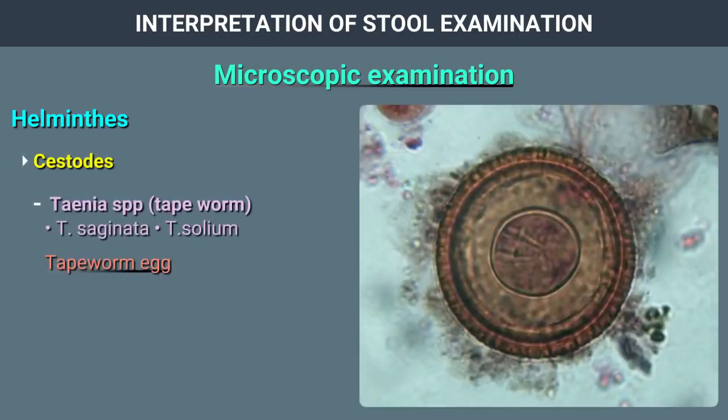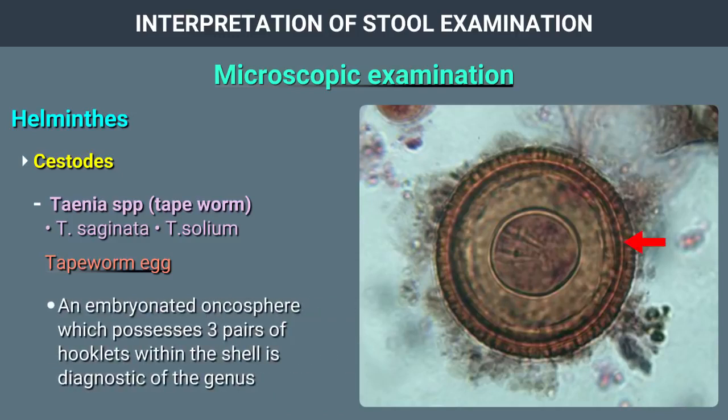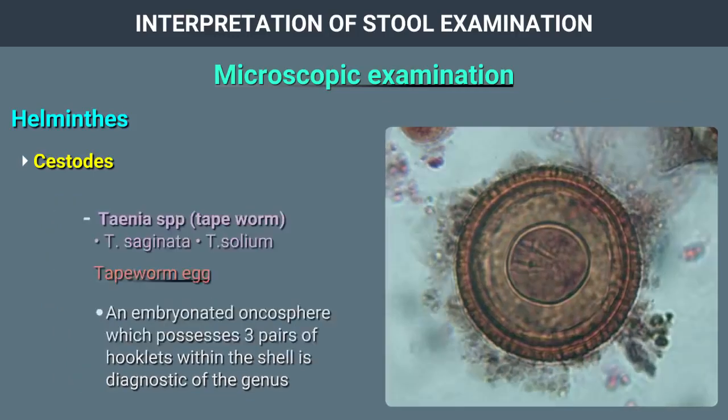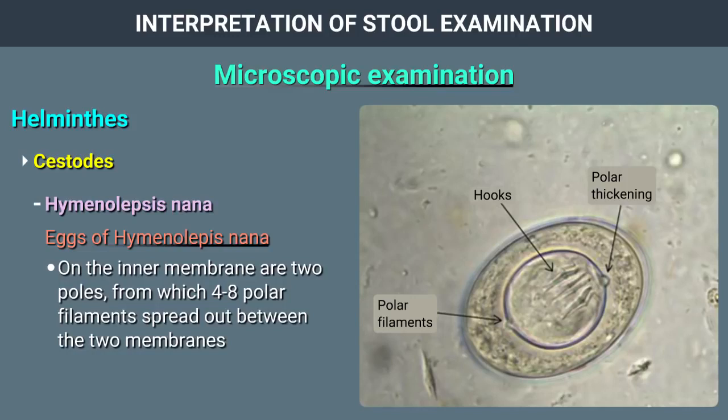Taenia species, that is Taenia saginata or Taenia solium. The tapeworm egg is spherical, measures 31 to 43 micron with a thick shell with prominent radial striations. An embryonated oncosphere which possesses 3 pairs of hooklet within the shell is diagnostic of the genus. H. nana. Eggs of H. nana are oval, measure 30 to 50 microns. On the inner membrane are 2 poles from which 4 to 8 polar filaments spread out between the 2 membranes. The oncosphere has 6 hooks.